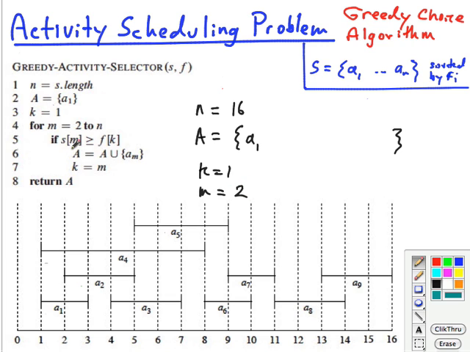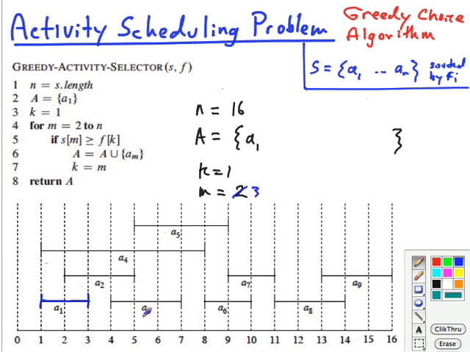So if S of m is greater than or equal to F of k, so S of m is A sub 2. So far we have included A sub 1 here, and we're looking at A sub 2 here. But its start time is not greater than the finish time, so we skip it and we go on to, I'll start using blue here, m equal to 3.